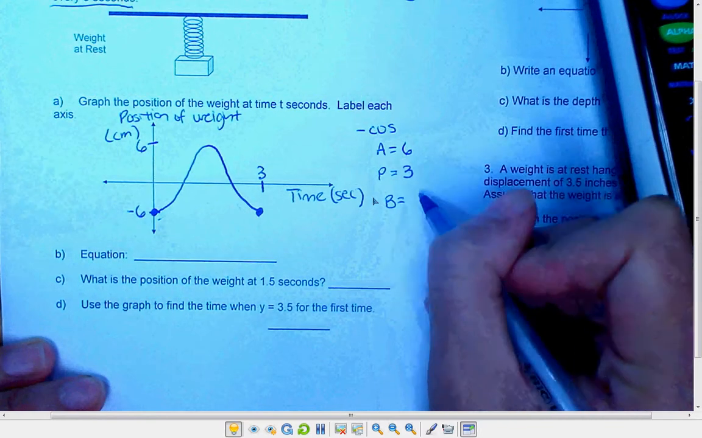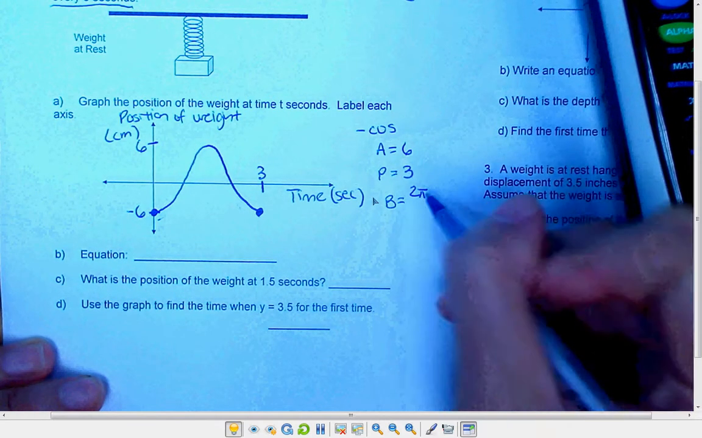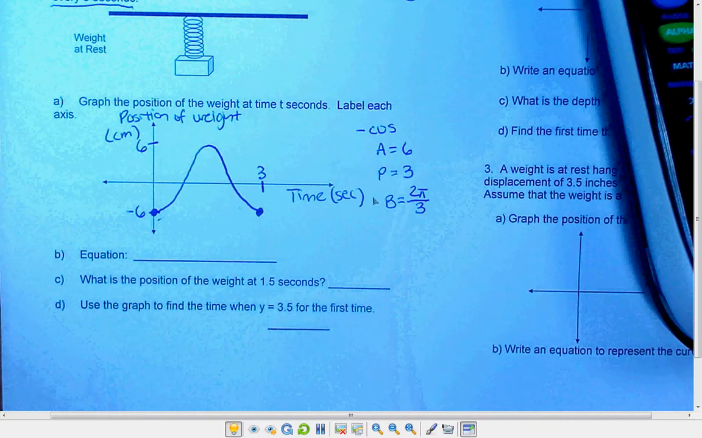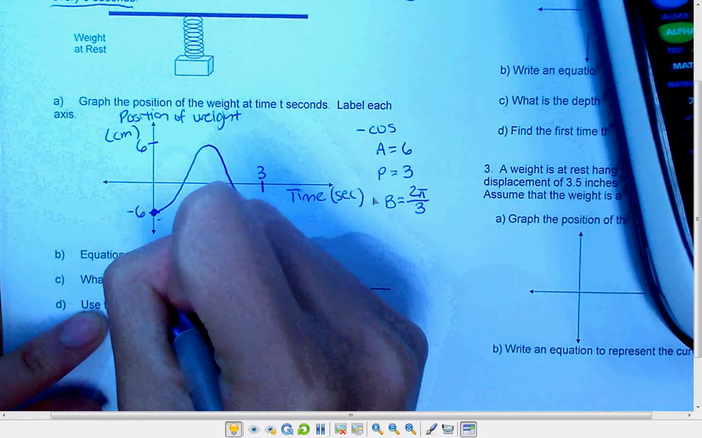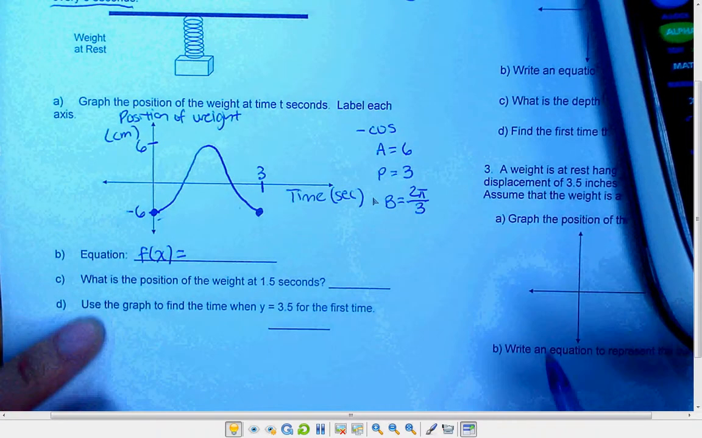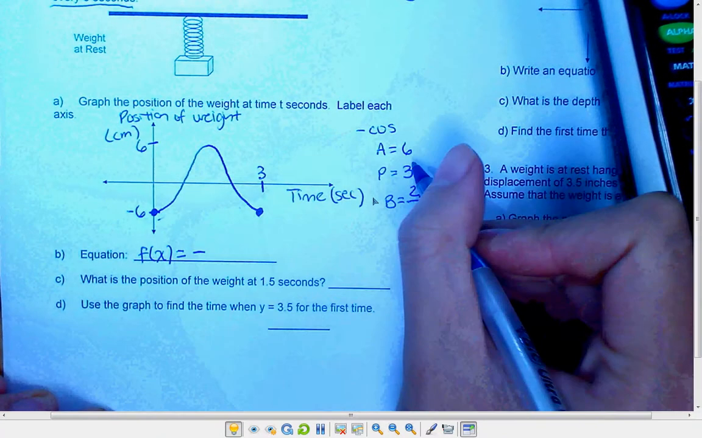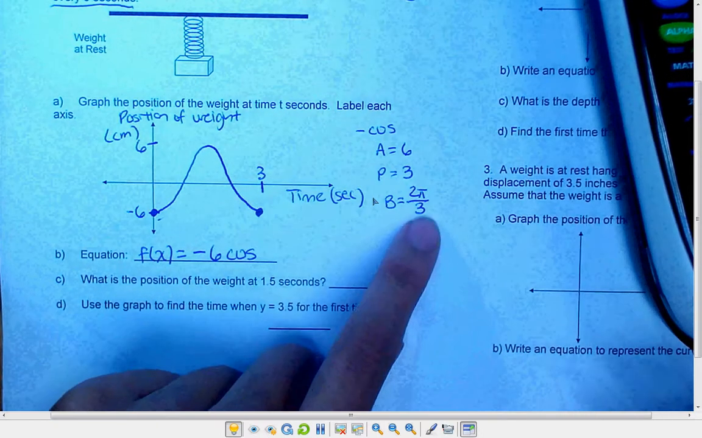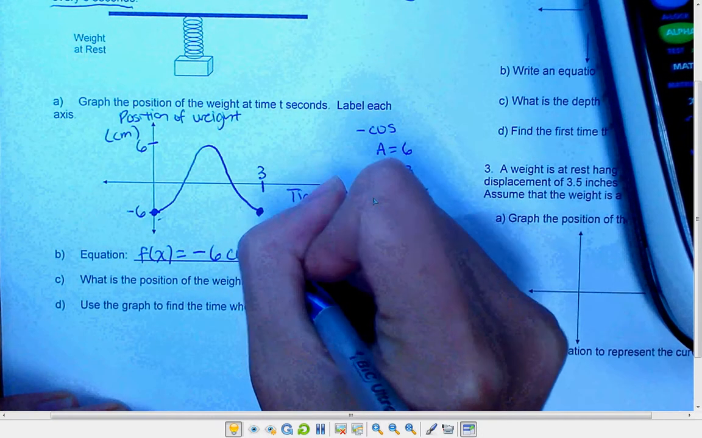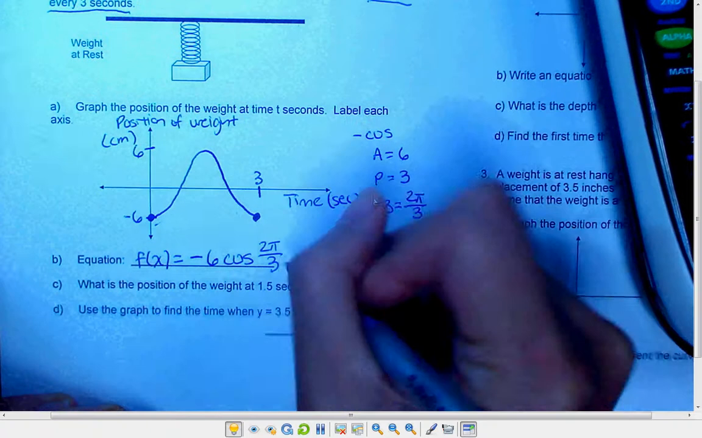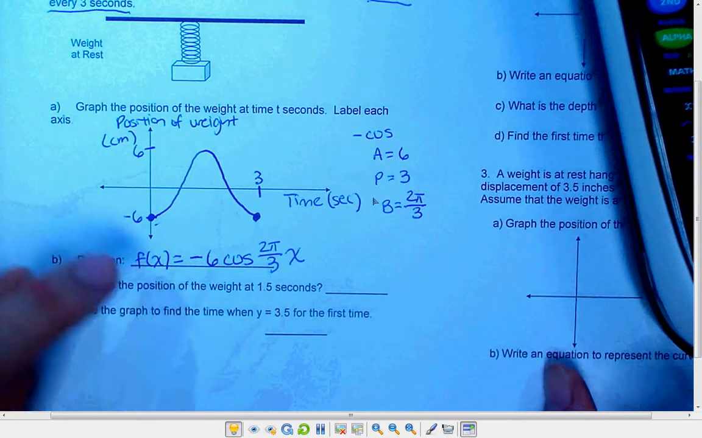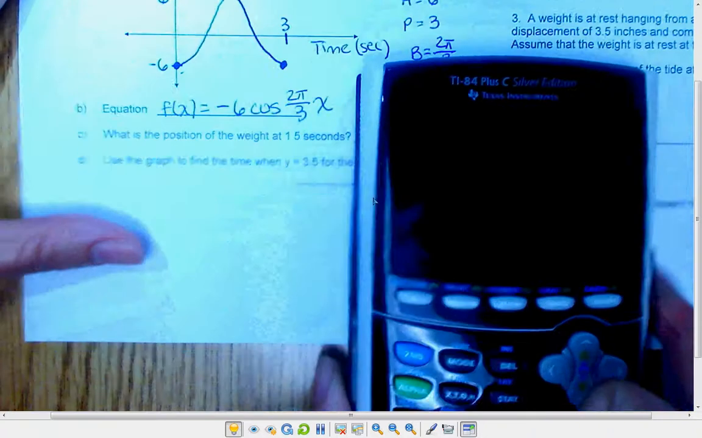To find b, we're going to do 2 pi divided by my period. So my b value is 2 pi over 3. Now I'm going to write this as an equation. I have f of x equals negative cosine. My amplitude is 6, so negative 6 cosine, and then my b value goes next, so this is 2 pi over 3. And again, I have an x value. So this is what I'm going to be plotting in my calculator.